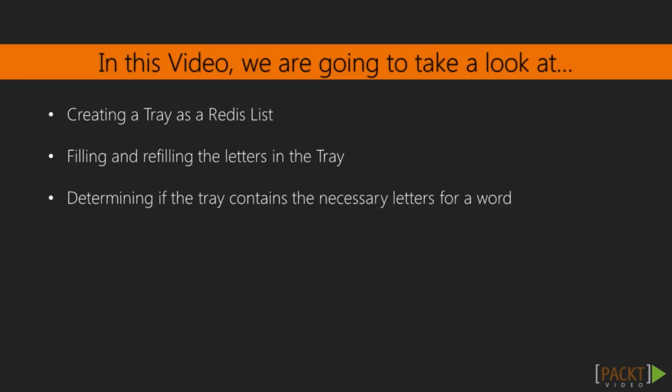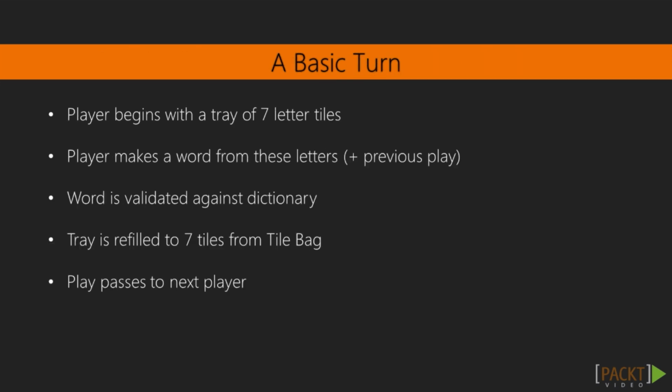Now this video will break down the modeling of players' trays and how they will play the letters that they've been dealt. We'll look at how we create and refill a tray after the player plays the letters and how to determine that the letters from the tray are appropriate to form a given word. So to get to the meat of what needs to be done for this to work, let's break down a player's turn step by step.